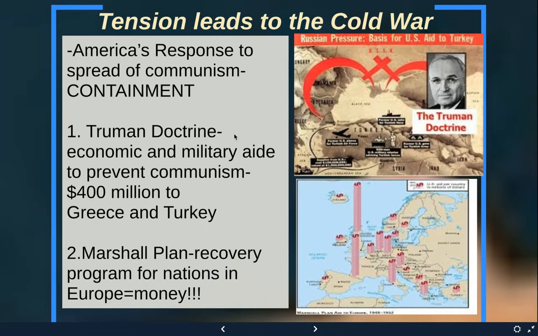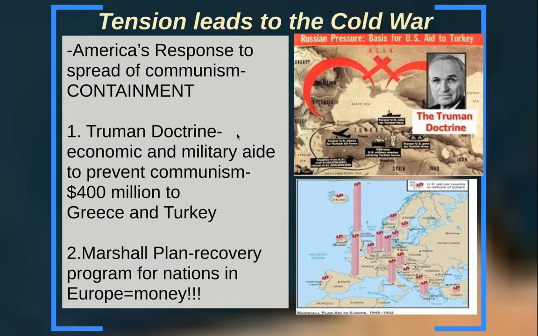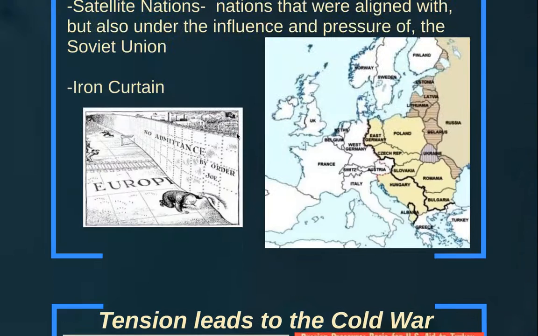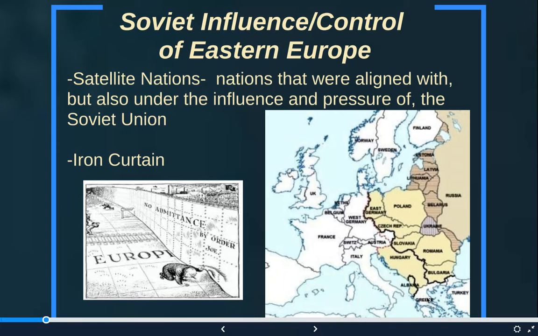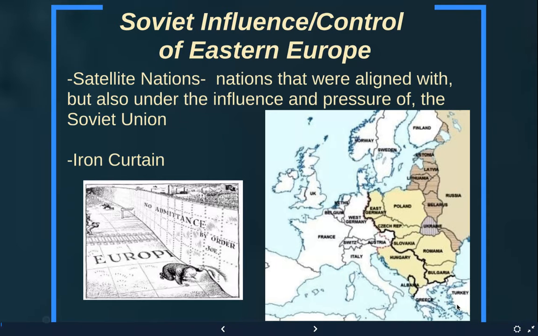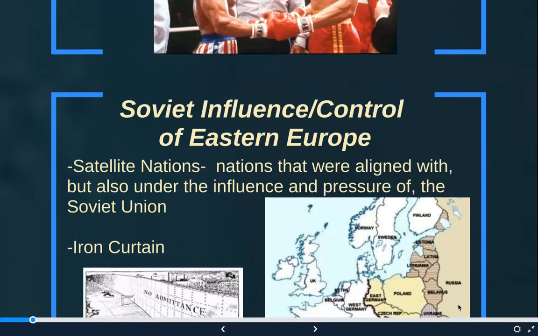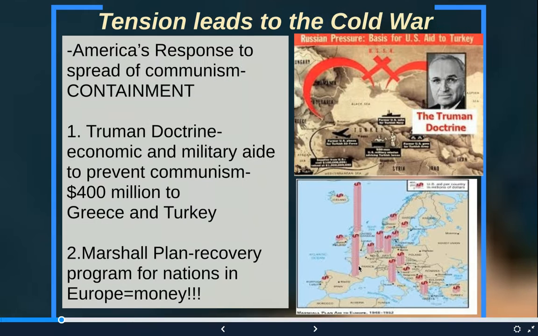The Truman Doctrine is we give money to help the economy and the military in Greece and Turkey to keep them from going in the direction of communism. So if we go back to this last slide, and we look over here, Greece and Turkey, if we're looking at the map, they could very possibly be on the Soviet Union's side, okay? So that was part of the reason why so much money was put in there, to try to keep that from happening, about $400 million.